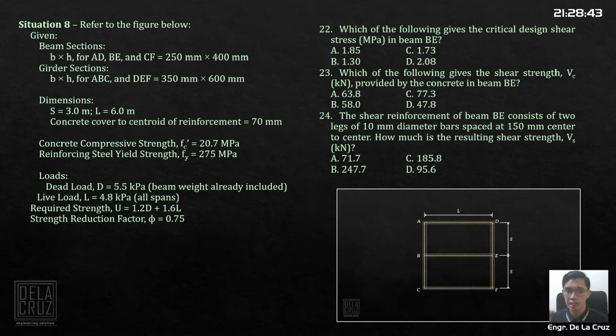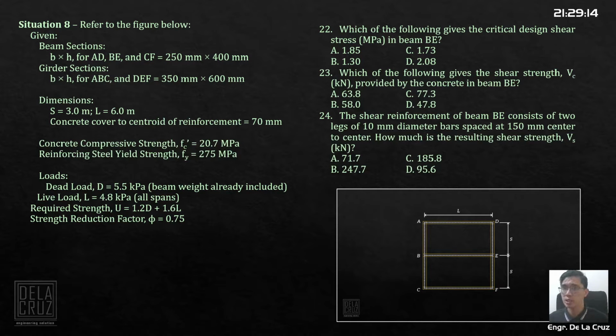Then actually there was also a code given, but I'm not including it here, because the code on the shear strength of concrete is simple. So, beam section given: you have beam sections for beams AD, BE, and CF, 250 by 450 mm. This is it. You have AD, BE, and CF. These are beams. This one is the girder.